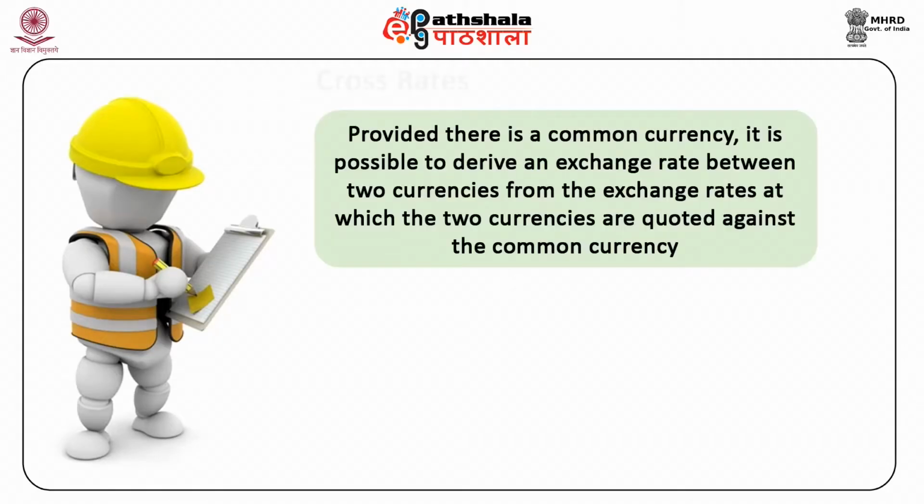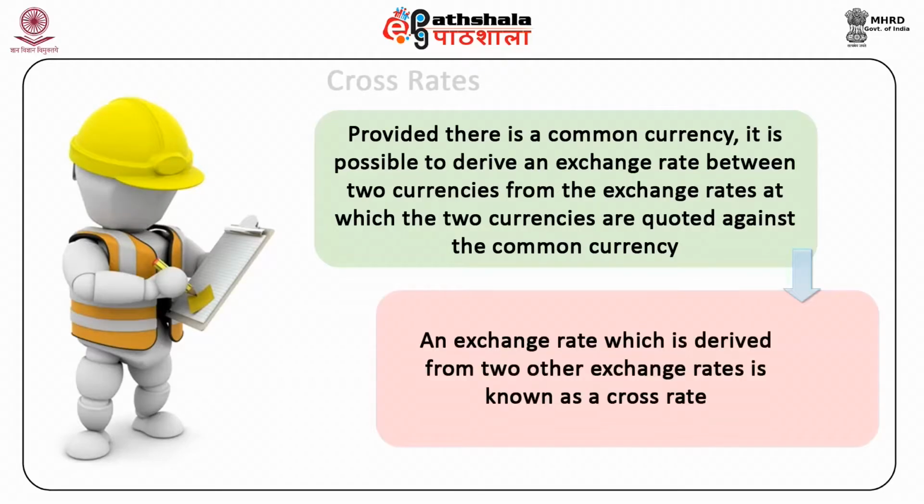Provided there is a common currency, it is possible to derive an exchange rate between two currencies from the exchange rates at which the two currencies are quoted against the common currency. An exchange rate which is derived from two other exchange rates is also known as a cross rate.